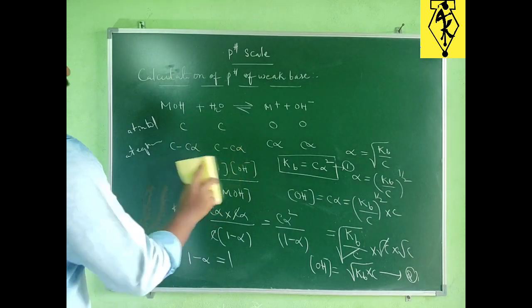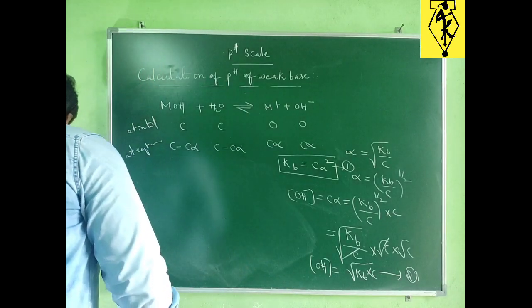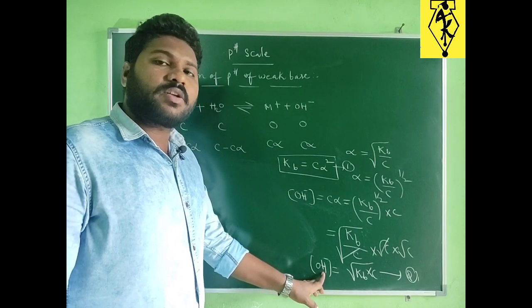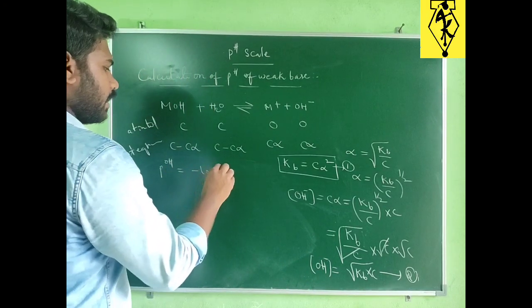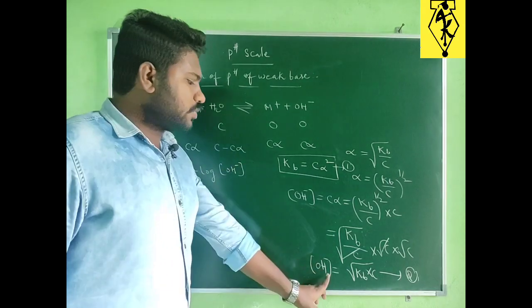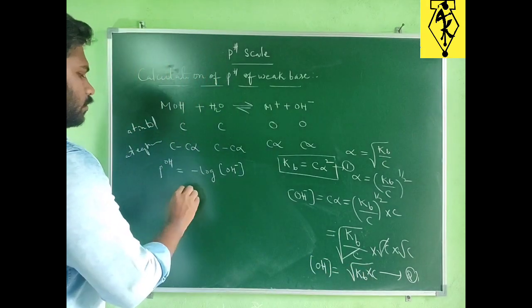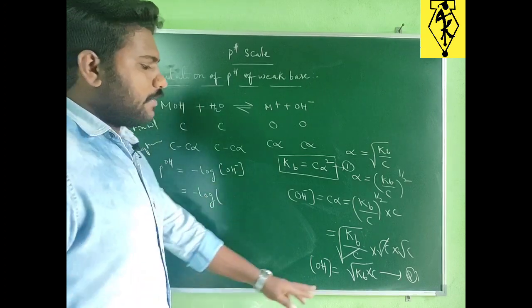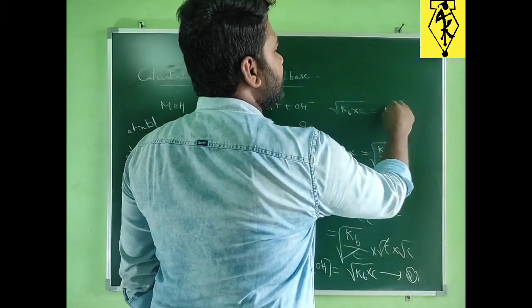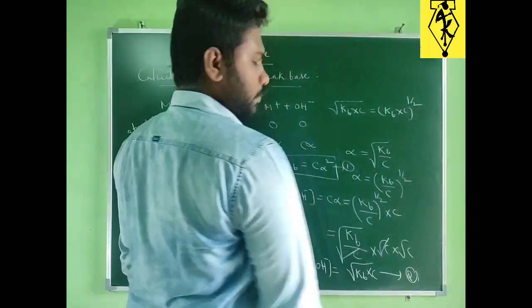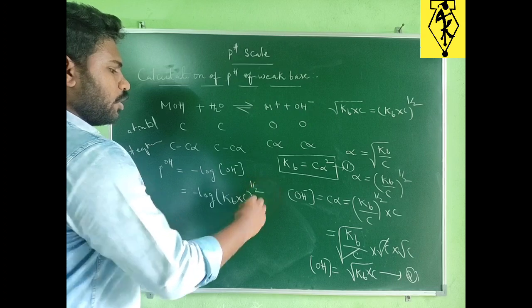Now what I am going to do is change this OH minus ion concentration into pOH. So pOH is equals to, according to the formula, minus log of OH minus ion concentration. Here what is the OH minus ion concentration? Square root of Kb into C, right? So minus log of, instead of square root of Kb into C, I am changing this as Kb into C whole power 1 by 2. So both are same, don't confuse. So Kb into C whole power 1 by 2.